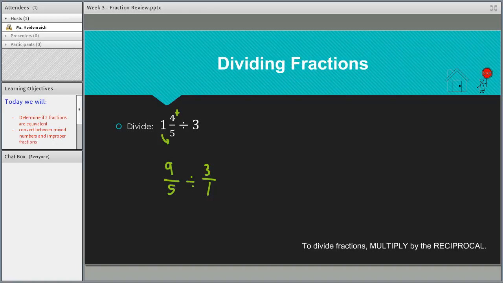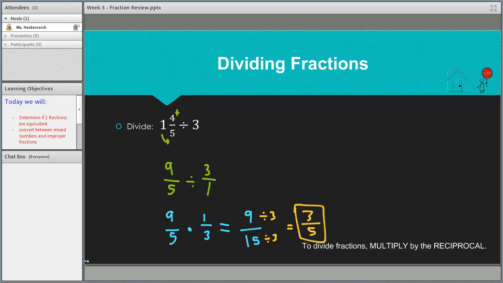And then it's a little clearer what to do on the next step because we need to keep our first fraction the same with 9 over 5, then multiply by the reciprocal of the second fraction, which is 1 over 3. And then we multiply straight across and we get 9 times 1 is 9, 5 times 3 is 15. And then you notice that we can divide those both by 3. So 9 divided by 3 is 3, and 15 divided by 3 is 5.